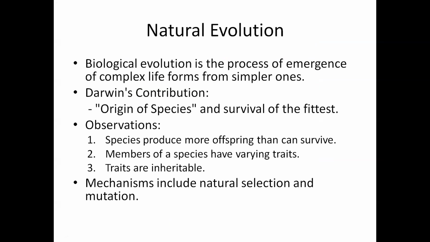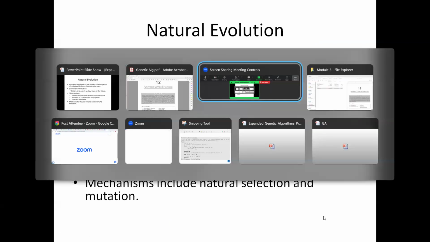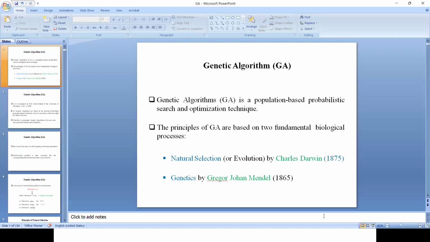I can see that the concept of genetic algorithm basically comes with the emergence of Darwin's contribution, that is, the origin of species and the survival of the fittest. So basically, genetic algorithm is a population-based probabilistic search algorithm, and moreover, you can say it's an optimization technique. If you have any kind of optimization problems, the best option will be using a genetic algorithm to solve it.